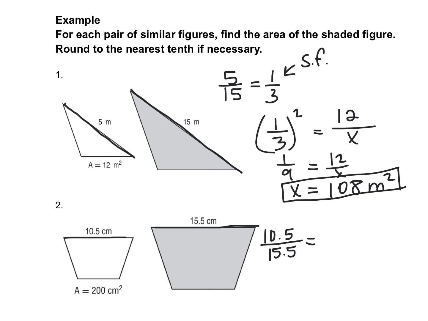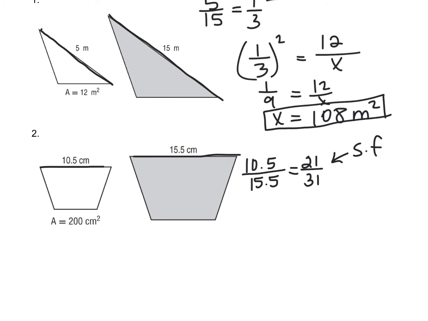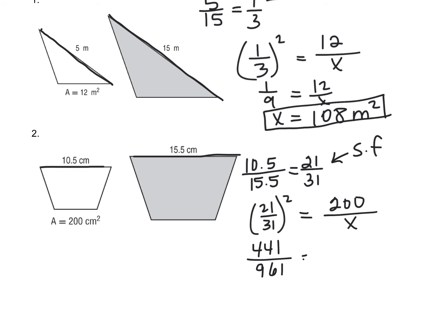Okay, and so when I do that, I get 21 over 31 when I reduce the ratio. So that's my scale factor. Now when I want to solve for the area of my shaded region, I put the scale factor squared equal to the ratio of my areas. My area of the small one is 200, but the area of the big one I don't know. So this squared becomes 441 over 961, and that's going to equal 200 over x.